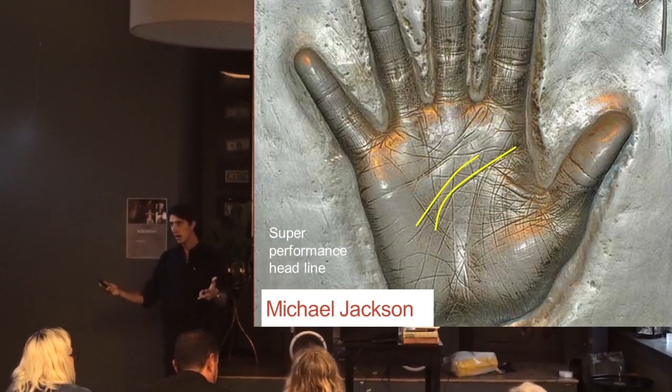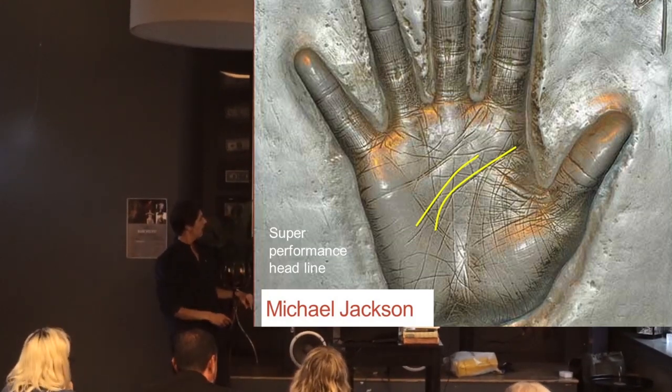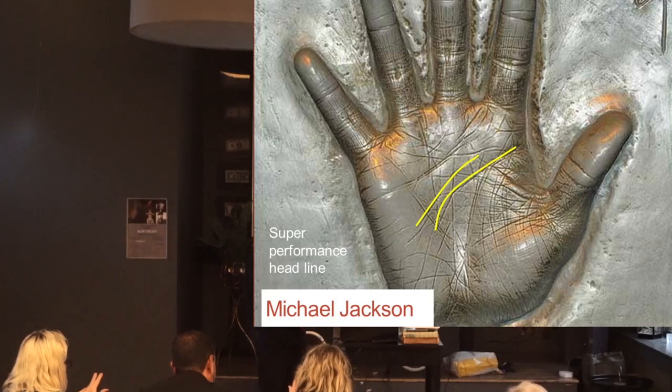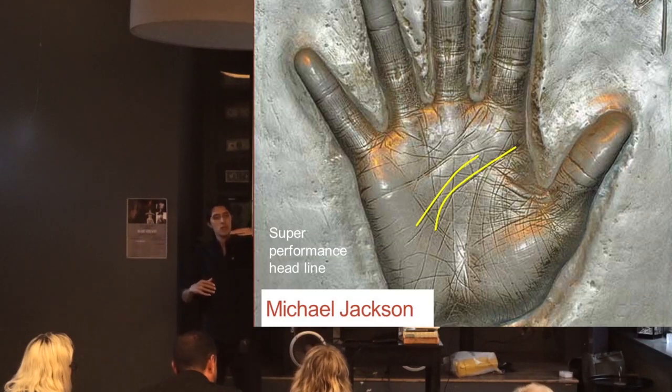So when people have two headlines, they've literally got two personalities. This is quite extreme. Very often people will have a smaller adjunct, which doesn't mean something quite so significant. So with Michael Jackson's hand here, what it can be known as is a super performing headline, because it's quite elevated. So this would be somebody who would have one personality that's seen all the time.